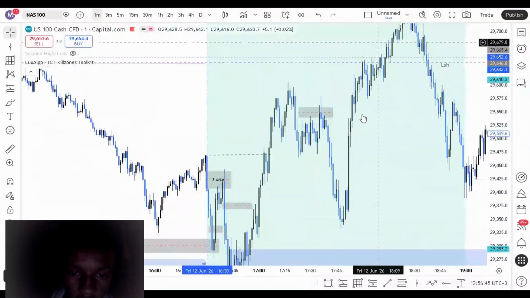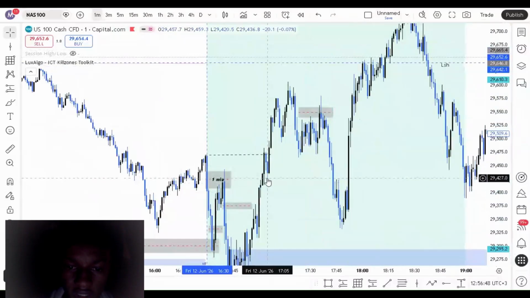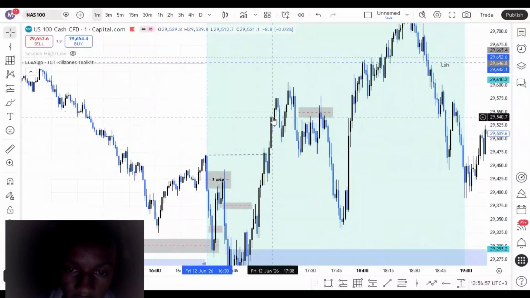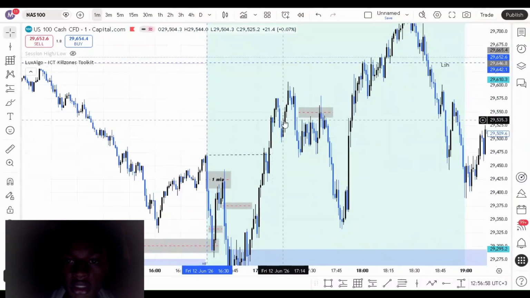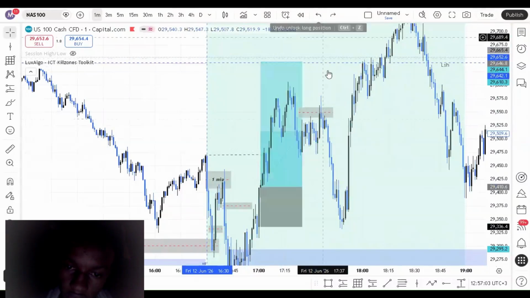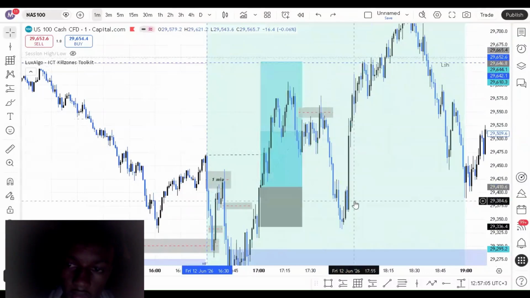Had a break even right over here. Then had a re-entry right over here, targeting the same highs, and then had a break even again somewhere here. And that's how I traded on Friday.